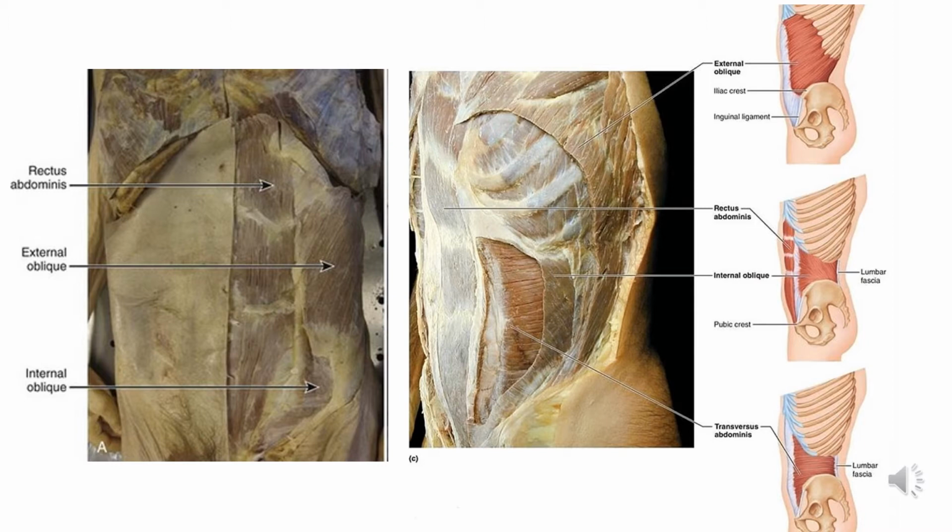On each side of linea alba, we have rectus abdominis muscle with vertically directed fibers. Lastly, the pyramidalis, which is absent in small percentage of the population. Pyramidalis has been used as a landmark for linea alba intraoperatively.